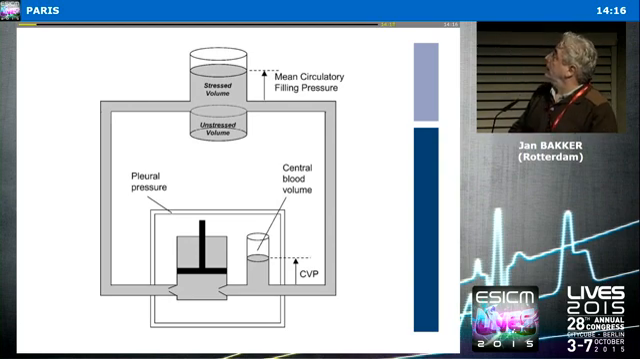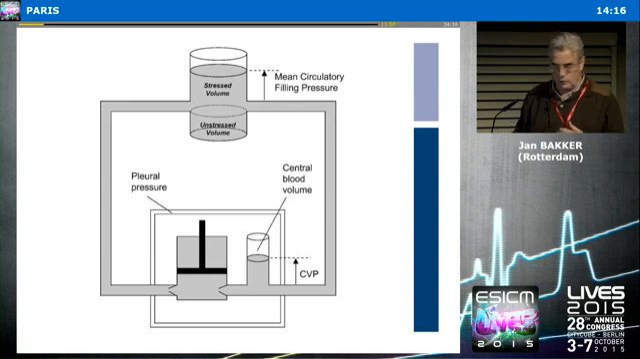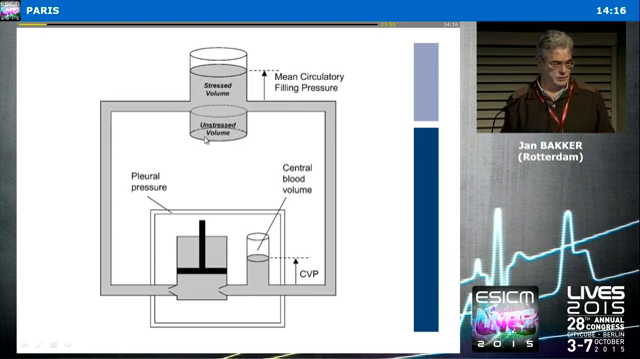Basically, the mean systemic filling pressure is the pressure in the system brought about by your stress volume. As you know, the total amount of blood volume is divided into a part that contributes to the return of blood to the heart, the stress volume, and a part not contributing to the return of blood to the heart, and that's the unstressed volume.